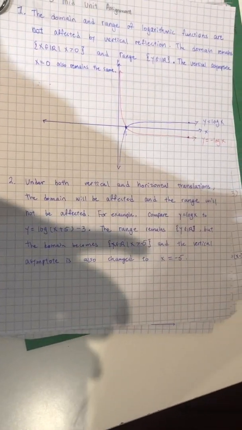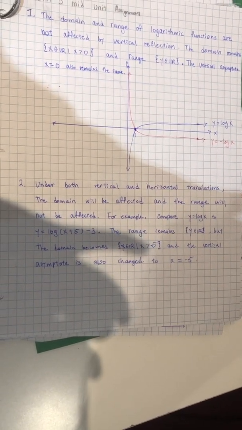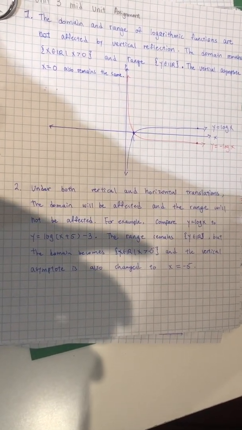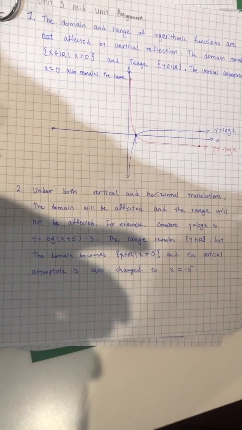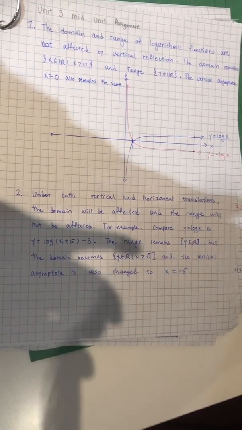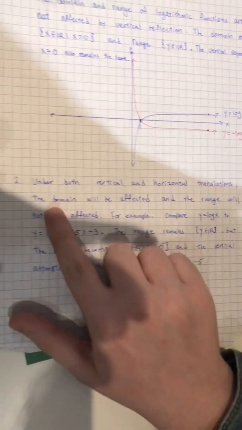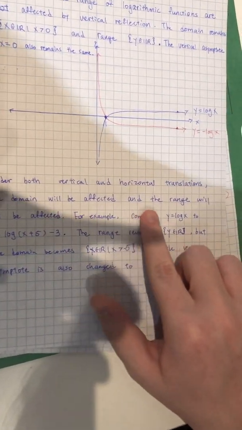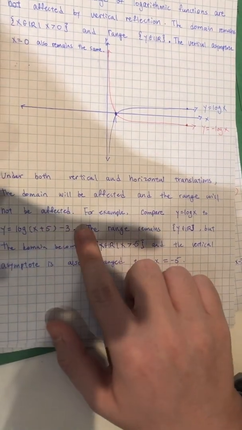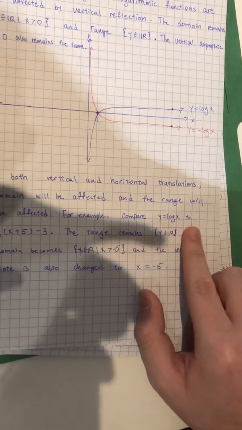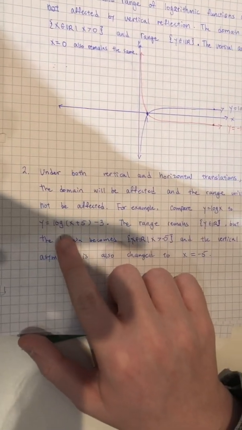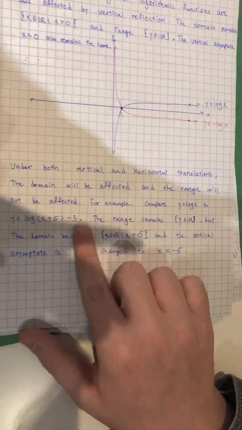Question 2. Describe what happens to the domain and range of a logarithmic function under both a horizontal and vertical translation. Support your explanation with diagrams. So under both vertical and horizontal translations, the domain will be affected and the range will not be affected. For example, compare y equals log x to y equals log(x + 5) minus 3.